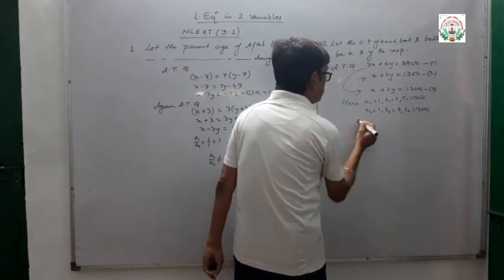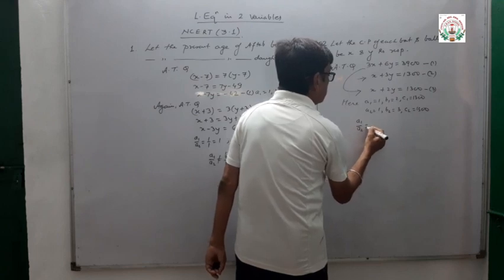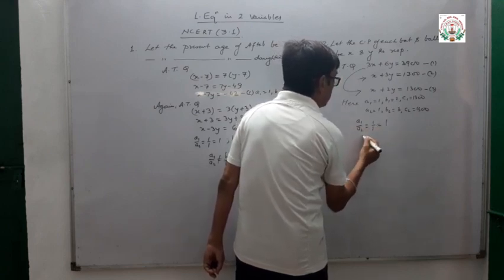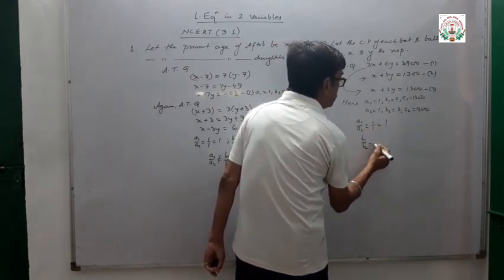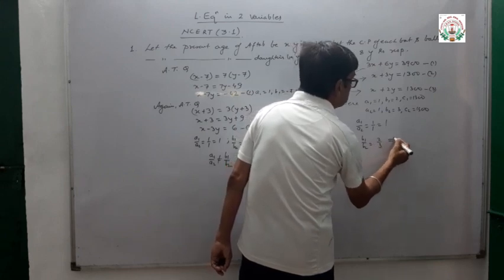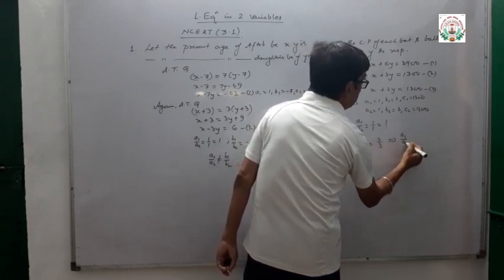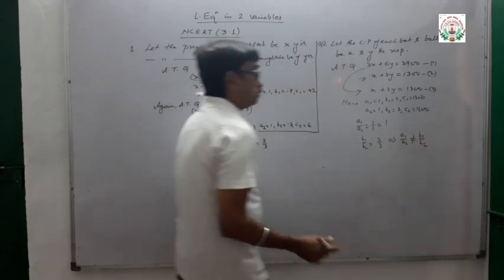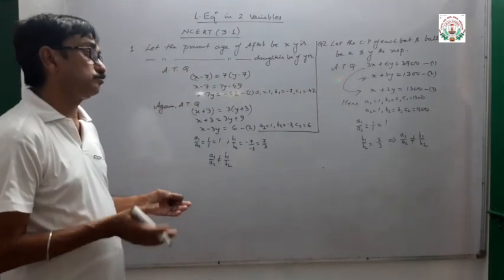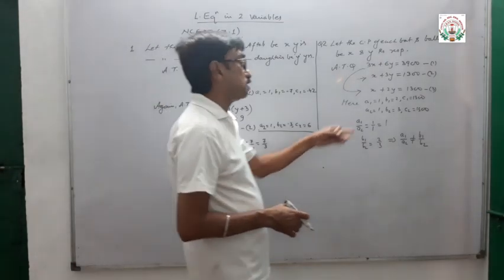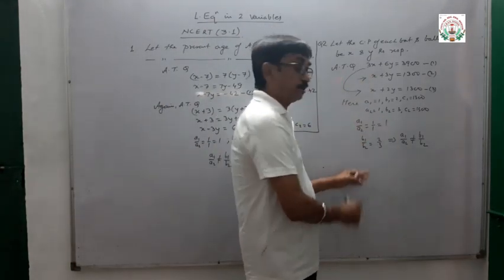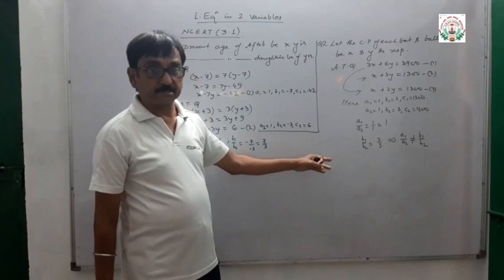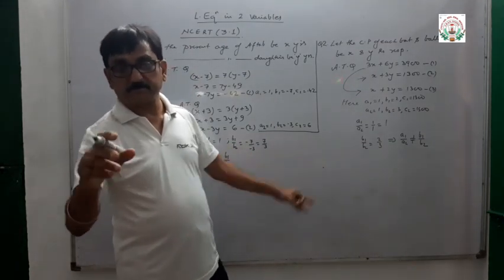So here also if we compare the ratio, a1 by a2 is 1 by 1, that is 1, b1 by b2 is 2 by 3, which implies that a1 by a2 is not equal to b1 by b2. So here also we have to just find out three different solutions and we have to plot the points and the graph lines will be intersecting lines.